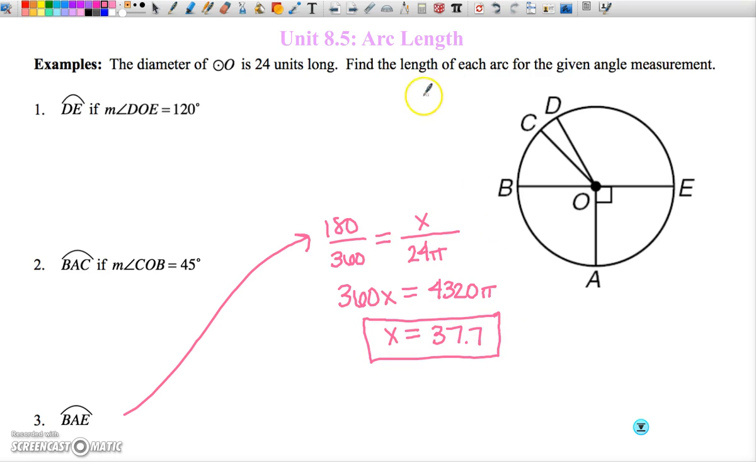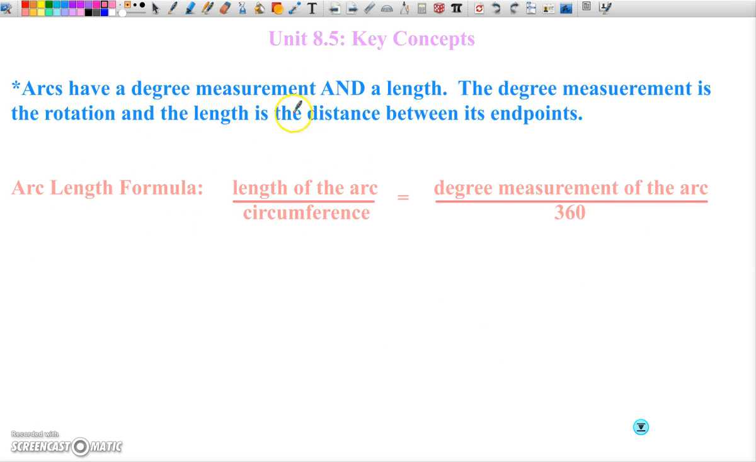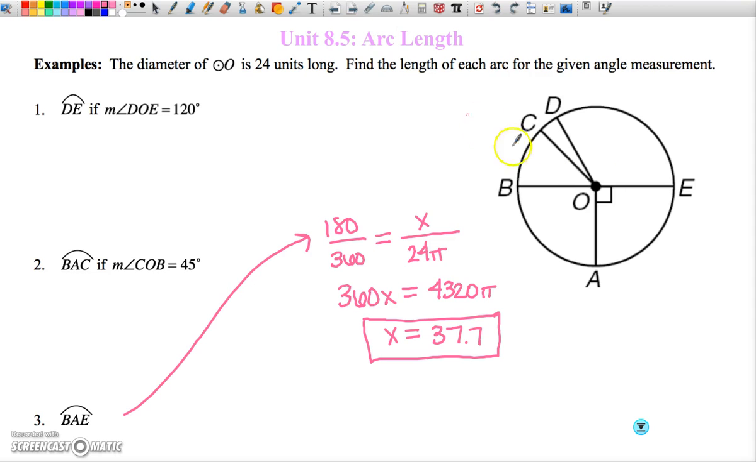So again, when we're finding arc length, that's as if you are taking this distance. So how long, if you could take this piece all the way to this piece, that curved portion, and take it out and straighten it, how long would that piece be?